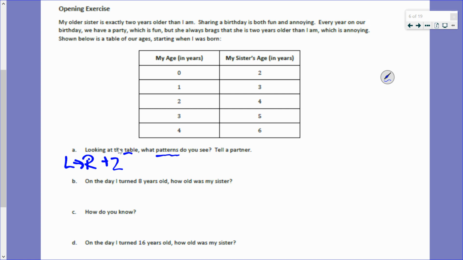What if I looked, say, down the table? What happened? So I went from one row to the next row. What happened? What if I went from 0 to 1, 1 to 2, 2 to 3? What's happening? You're adding 1. Adding 1. So going down, I'm adding 1 every time.